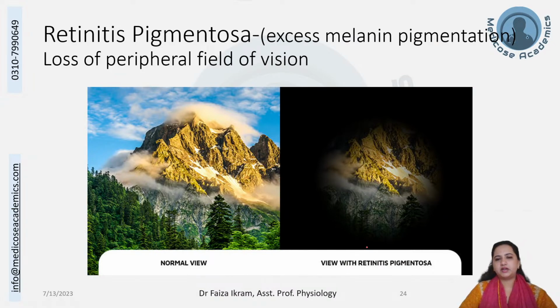This is the opposite of it. Here, the central field of vision is fine and the peripheral field of vision is defective. One of the reasons can be retinitis pigmentosa, a characteristic cause of this tunnel vision, which is caused because of excessive melanin pigmentation.